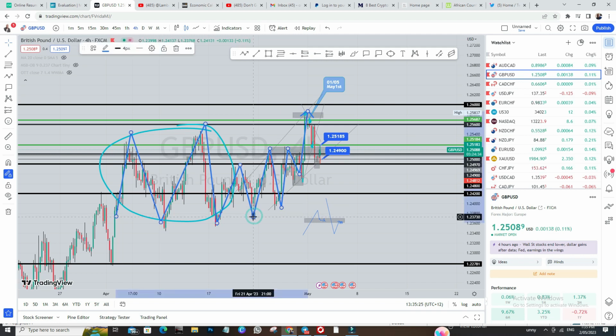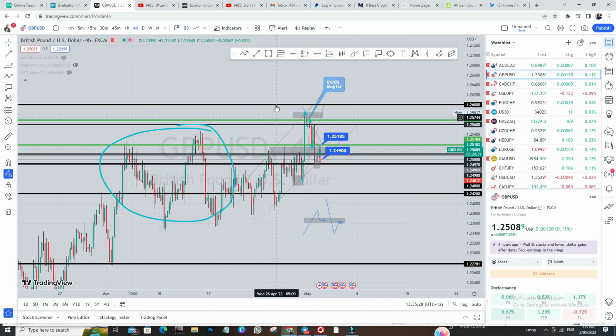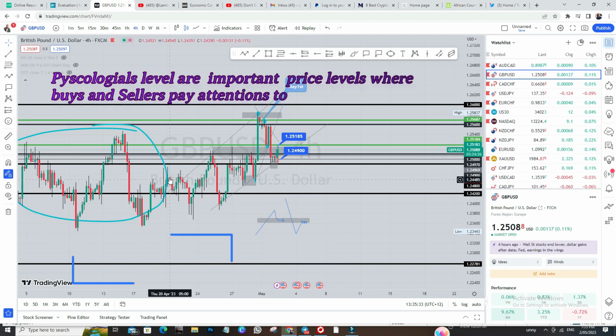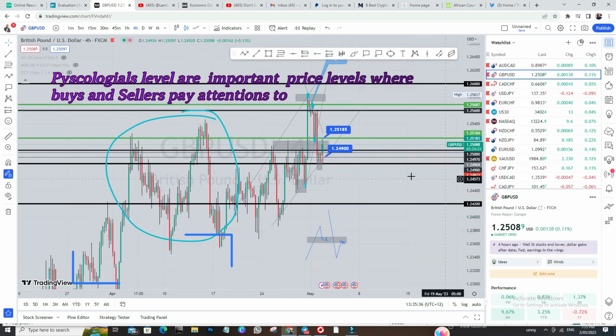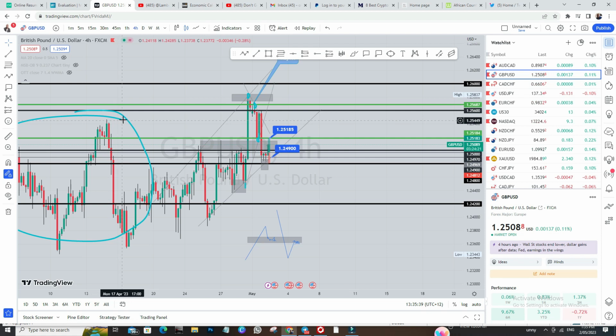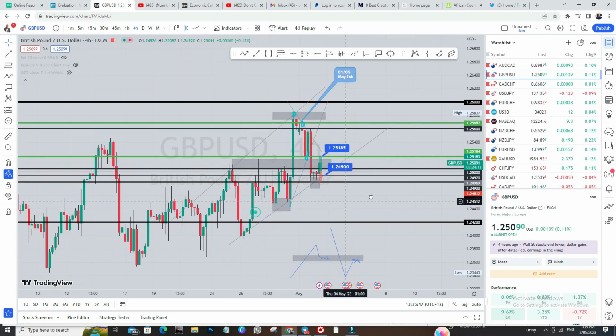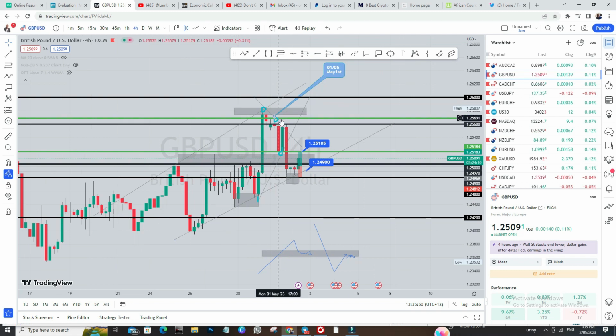I have a reason for drawing these lines: I marked psychological levels. That's why my lines are messy, and I'm sorry about that. Today we're looking at how price has developed. Since price has been pushing to the upside, I first waited for price to settle down by coming down with this bearish engulfing candle, engulfing this bullish candlestick.